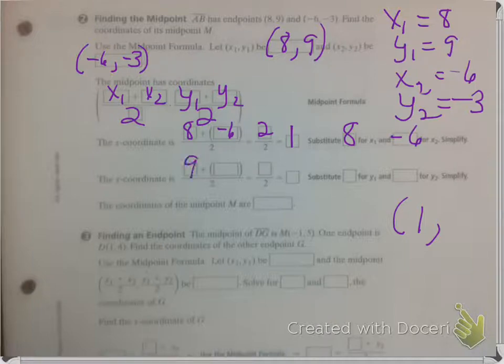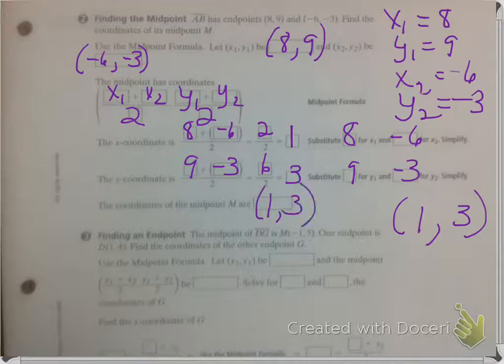y1 is 9 and y2 is -3. So I'm going to subtract those and I get 6 divided by 2, which is 3. That is my y coordinate of my midpoint. My midpoint is 1, 3. So I put in 9 here and -3. So my midpoint is 1, 3.